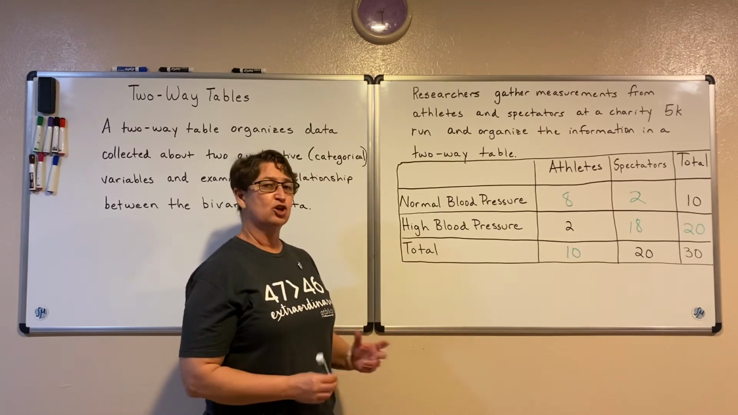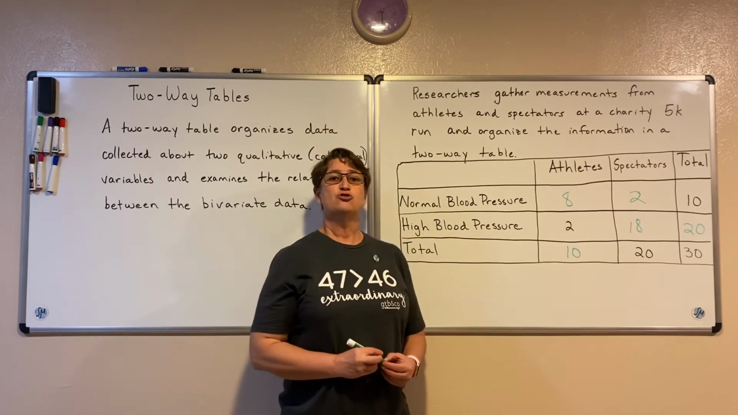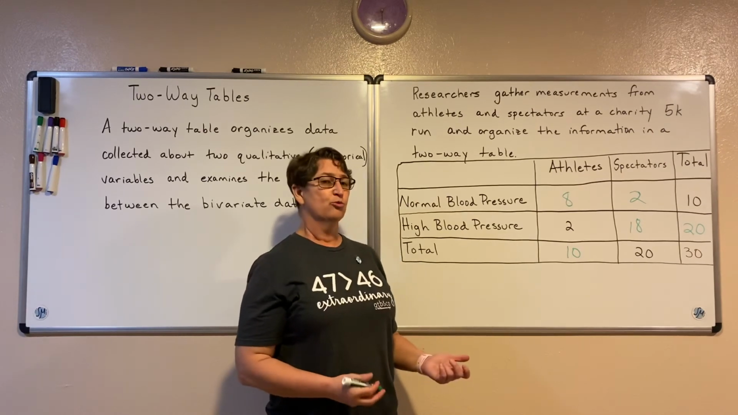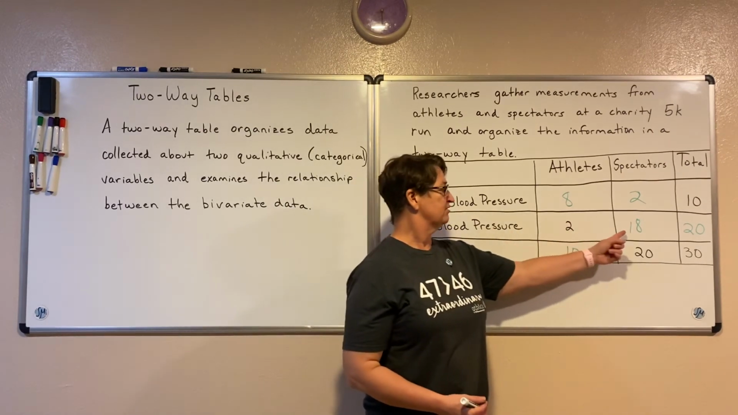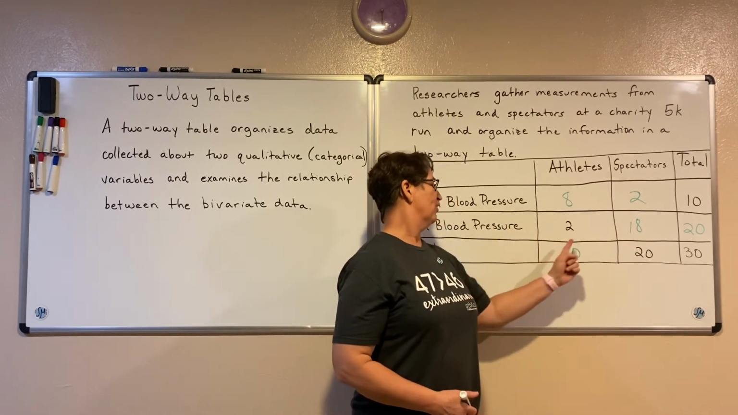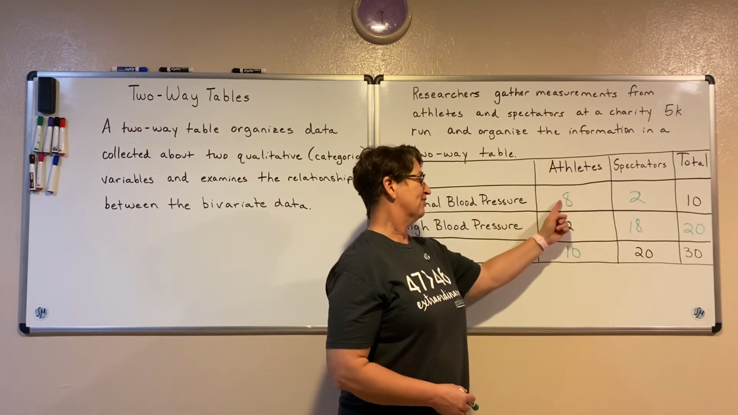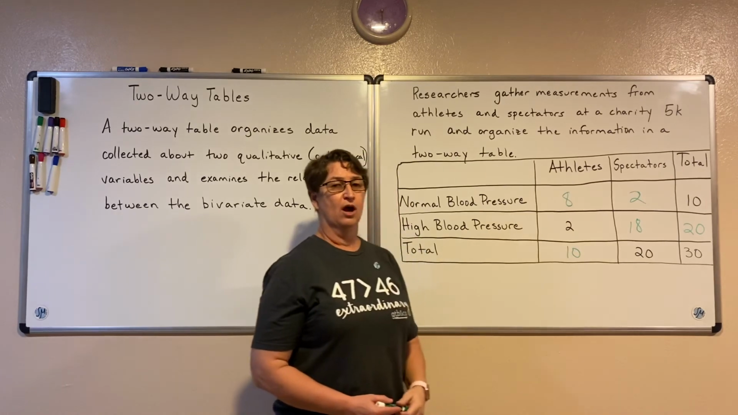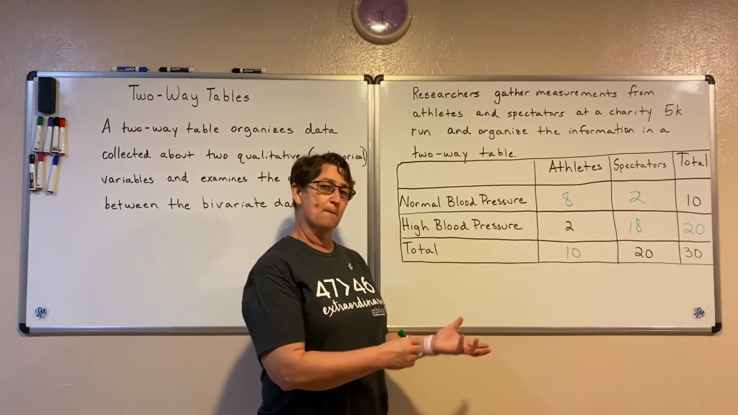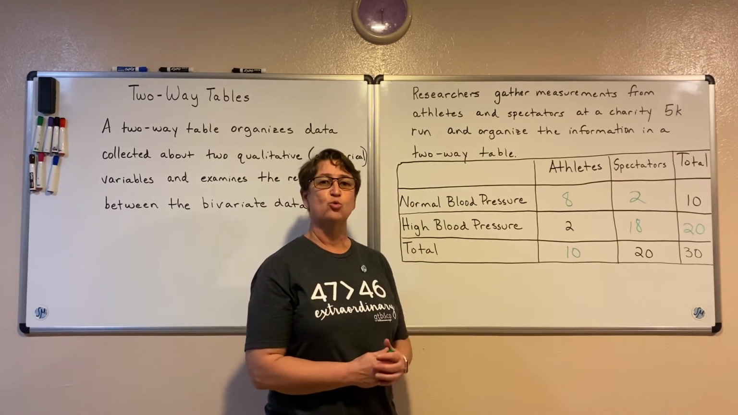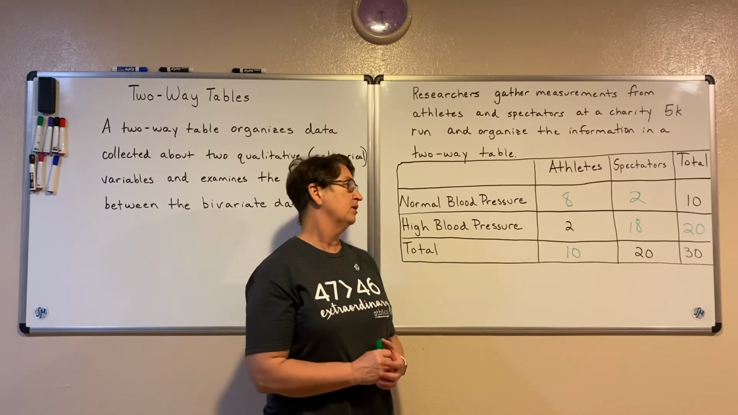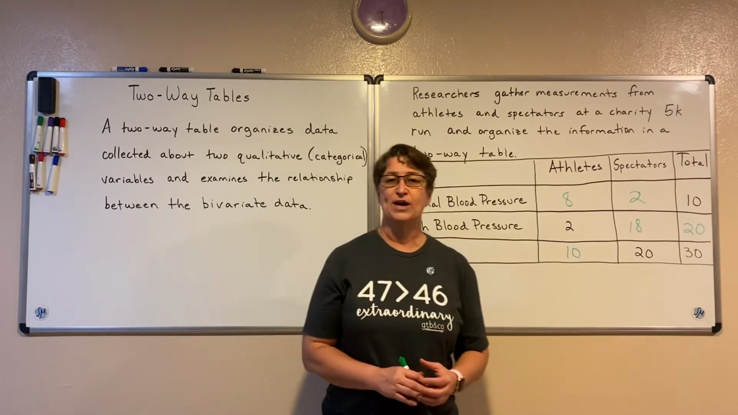Then I can begin to look at the two-way table and notice certain relationships. For instance, more of the people with high blood pressure were spectators, whereas my athletes had more normal blood pressure. So that's how we compare the relationship between those two variables. So there's an example of a two-way table.